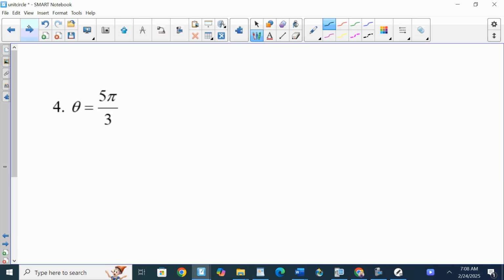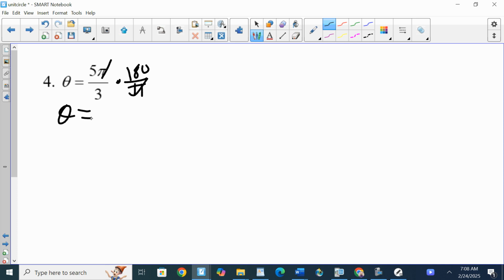Let's do one that incorporates radians. So let's go number 4. If I see radians, I don't want radians. So to make it into degrees, I multiply by 180 over pi. I have 5 times 180 over 3. Use your calculator if you need to. That is 300.